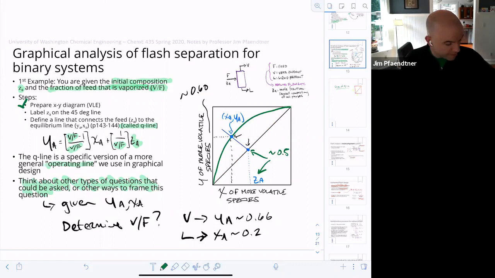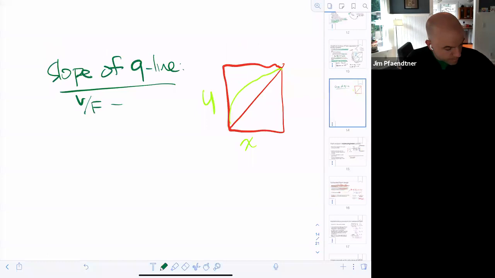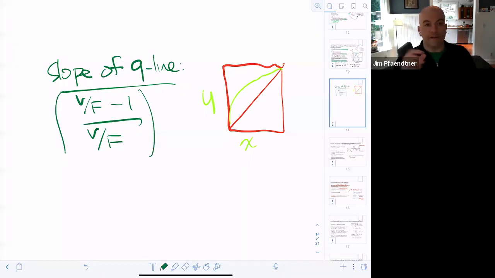So this is the Q line right here. It's a linear function, y equals mx plus b, if you look at the slope and y-intercept. And the slope of this line is given by this equation. Remember that V over F is the fraction of the feed that's vaporized. So you can see that for the flash drum, the slope is always going to be negative or zero. If we vaporized all of the feed, which we'll talk about at the very end of class, then the slope would be zero. Otherwise, if we're only vaporizing a part of the feed, the slope will always be negative, which means that it will always initiate from some point on the 45 degree line and work backwards this way.